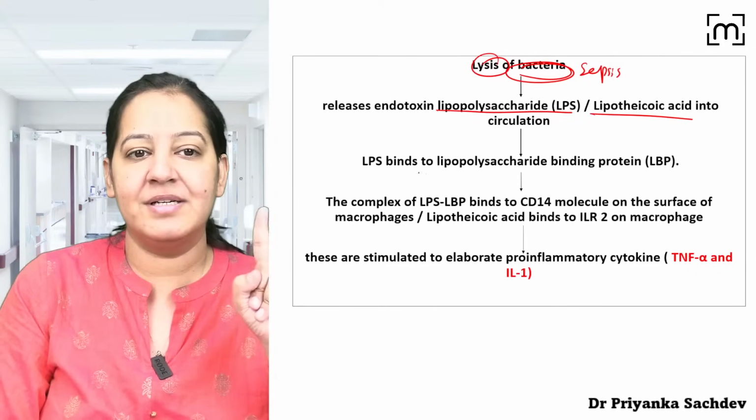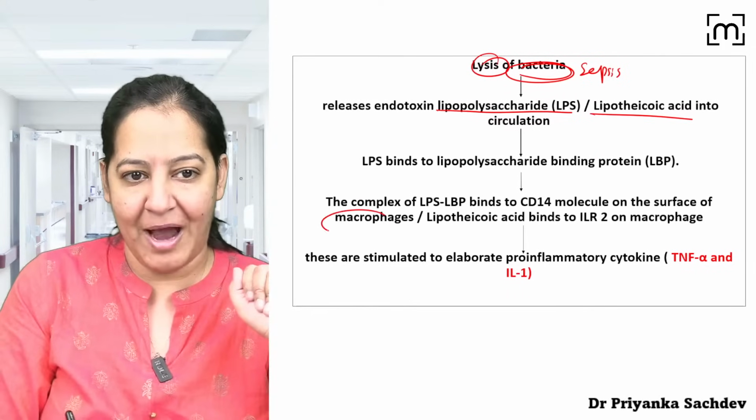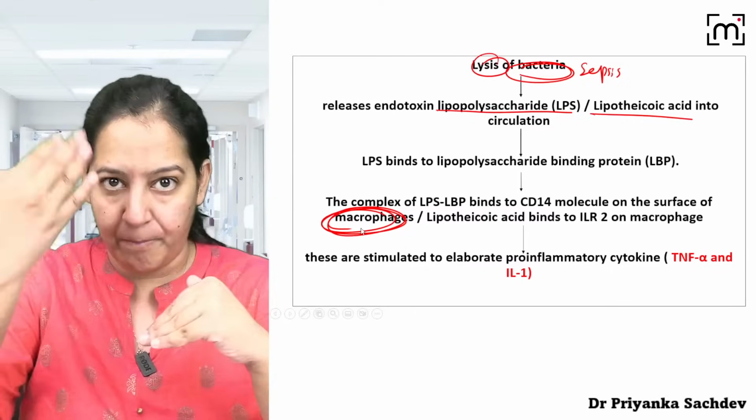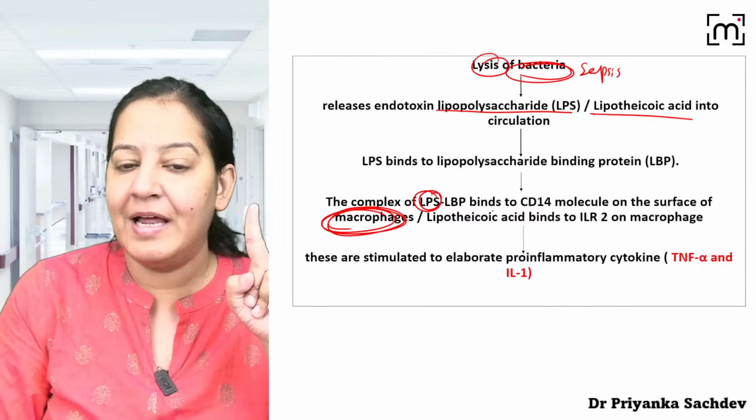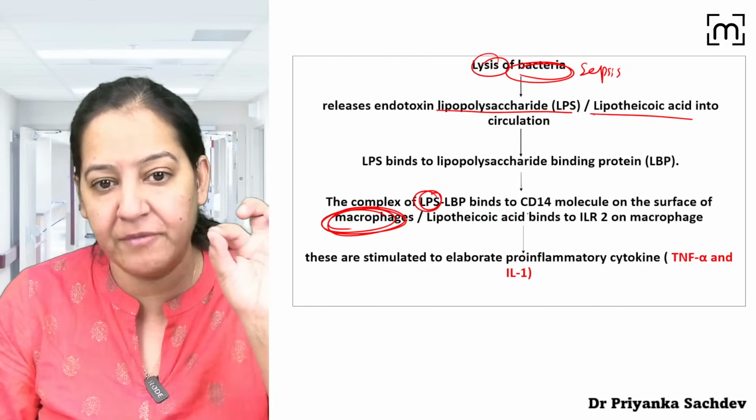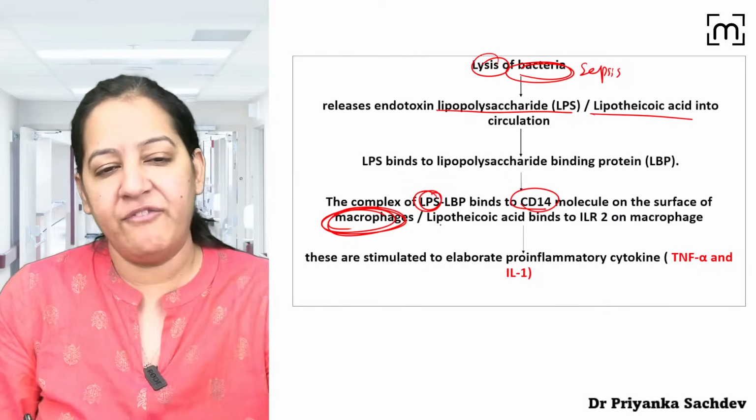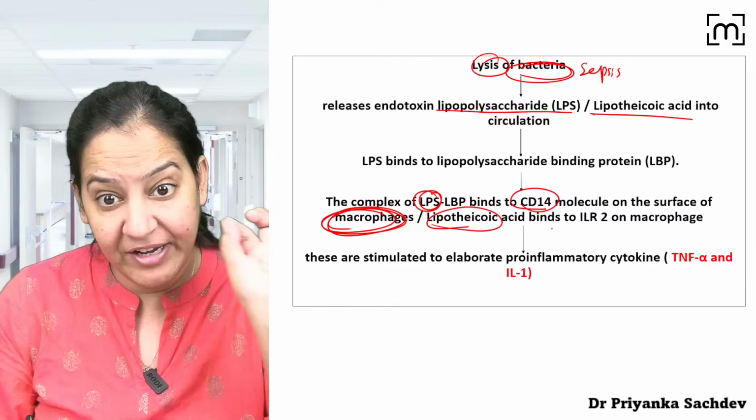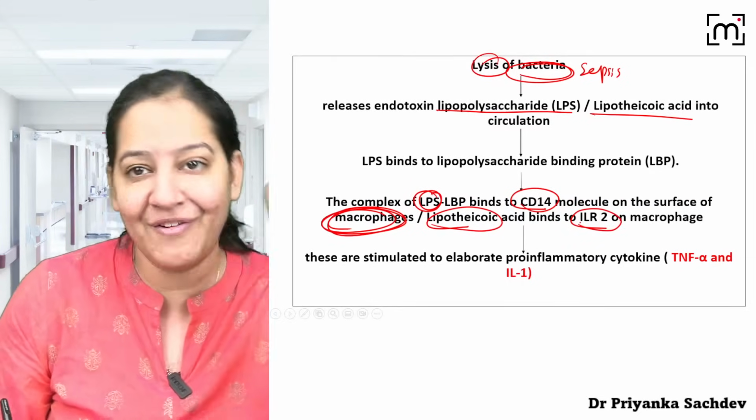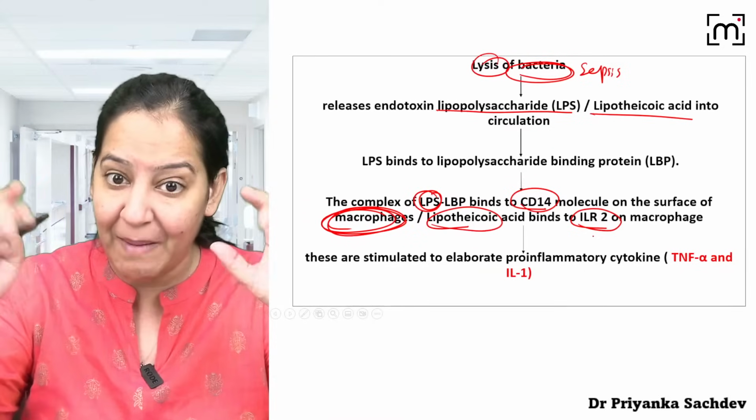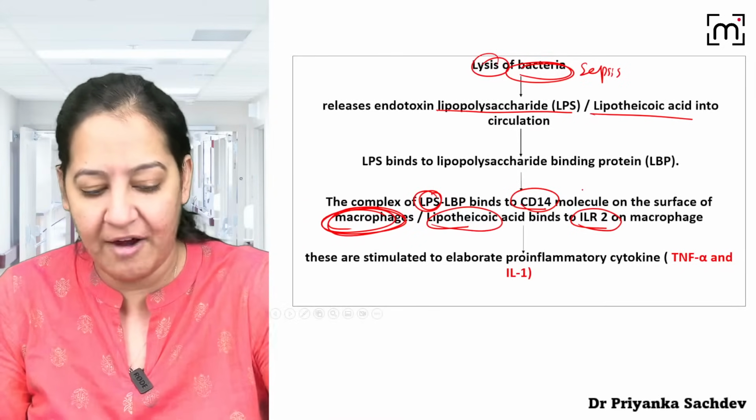Macrophages have receptors for both. Macrophages form a complex with them. For lipopolysaccharide, the macrophage has a receptor named CD14. For lipoteichoic acid, the macrophage has a receptor known as TLR2. So learn the specific receptors for gram-positive and gram-negative bacteria. These receptors are present on the surface of the macrophage, as I have told you.